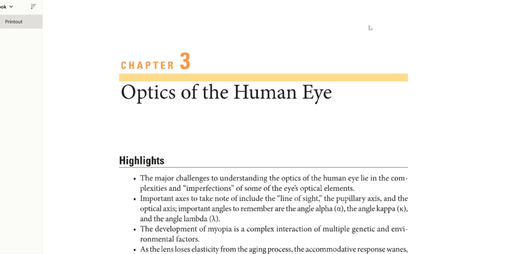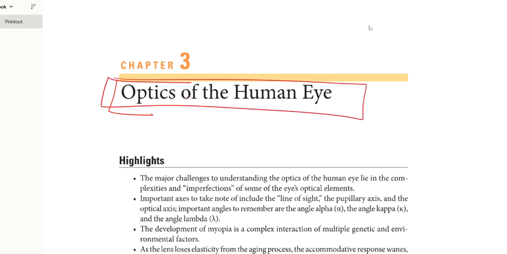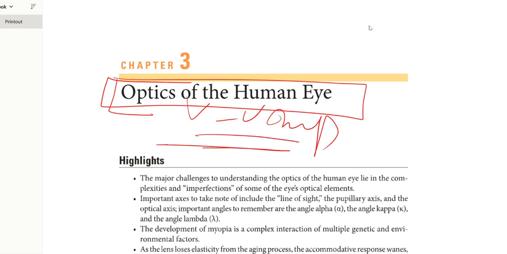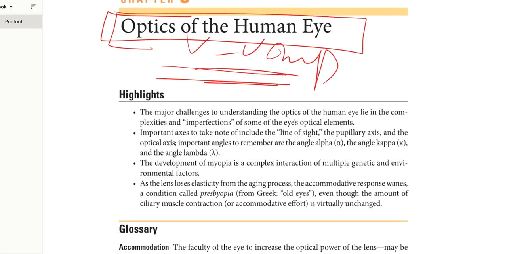Now we are starting our next unit from American Academy of Optics, Optics of the Human Eye. This is a very important unit. In the actual exam, you will get many questions from this.